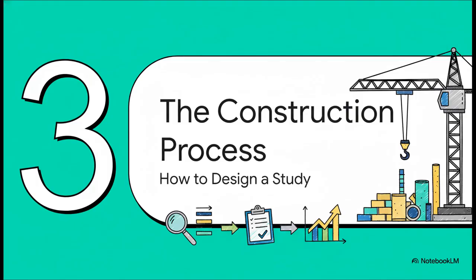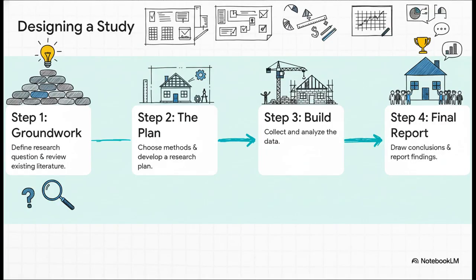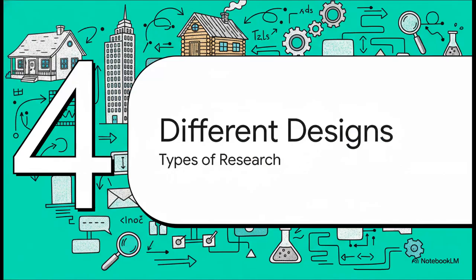Okay, we have our blueprint, we have our toolbox ready to go. Now let's head over to the construction site and see how this all comes together to build a real research study, step by step. Just like building any house, research follows a pretty logical order. First, you got to lay the groundwork. That means defining your question and seeing what other people have already built. Then you create the plan. This is where you choose your specific methods. After that comes the actual construction. You go out and collect your data. And finally, you have the final inspection, where you analyze what you've built, draw your conclusions, and show everyone the finished house.